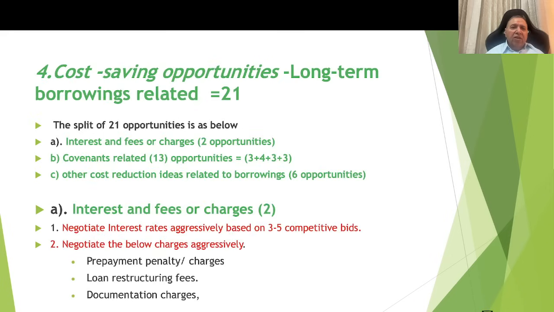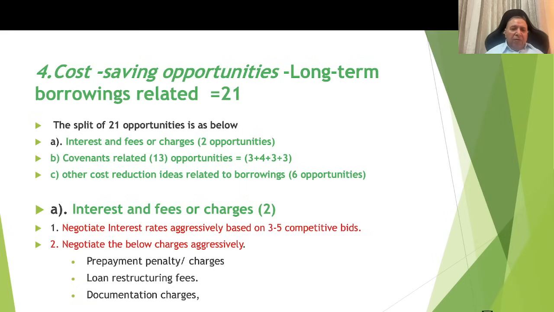Cost saving opportunities, long term borrowing credit, 21. The split up of the 21 opportunities is as follows. Under the theme of interest and fees or charges, 2 opportunities; covenants related, 13 opportunities; other cost reduction areas related to the borrowings, 6 opportunities. Number 1, interest and fees or charges related to the long term borrowing.